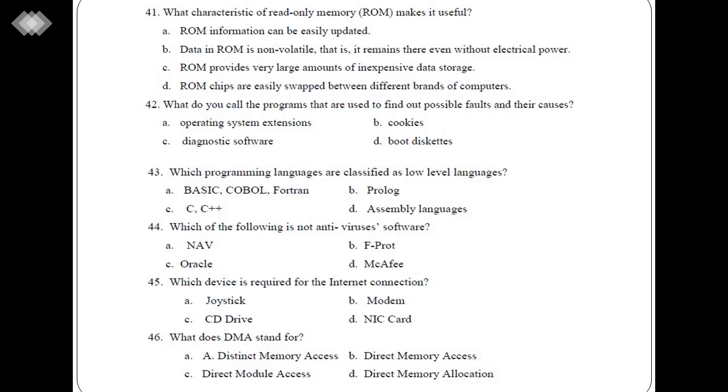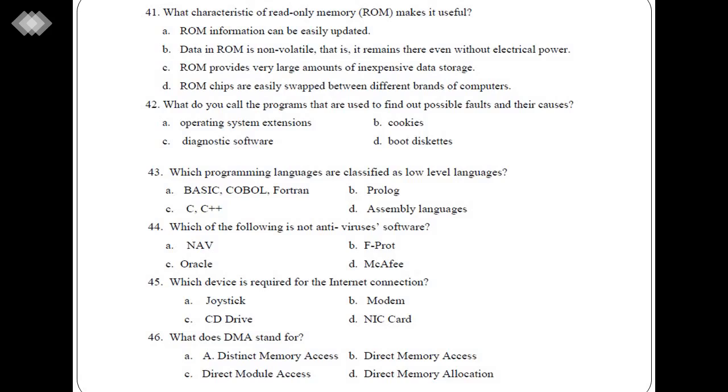The next question: which of the following is not antivirus software? That are NAV, Oracle, F-Prot, or McAfee. So select which is not an antivirus software. Now question number 45: which device is required for internet connections, like joystick, CD drive, modem, or NIC card? All are the options, then we will select which option is related to question number 45.